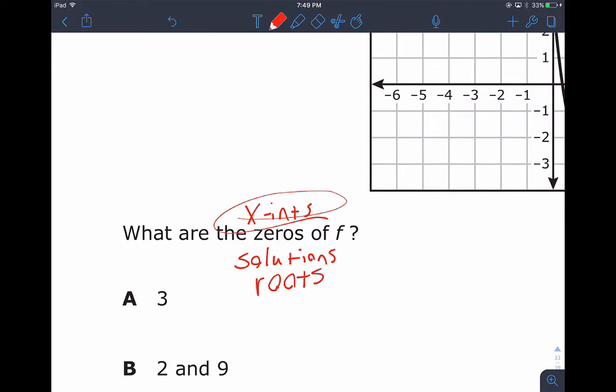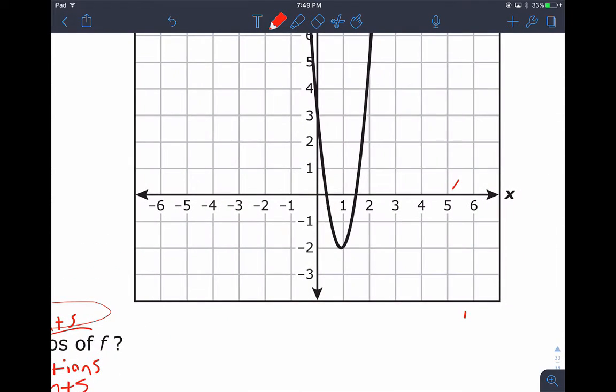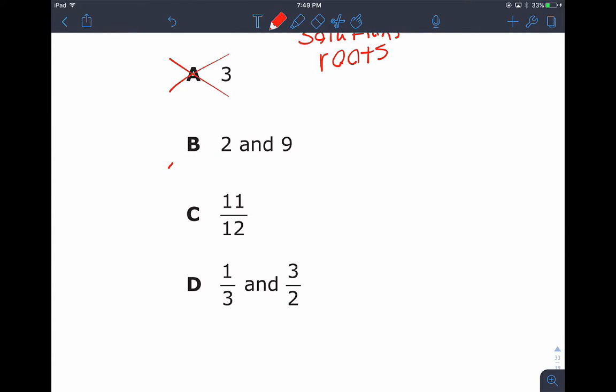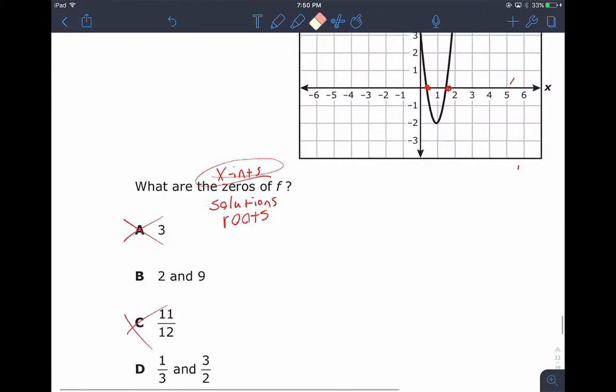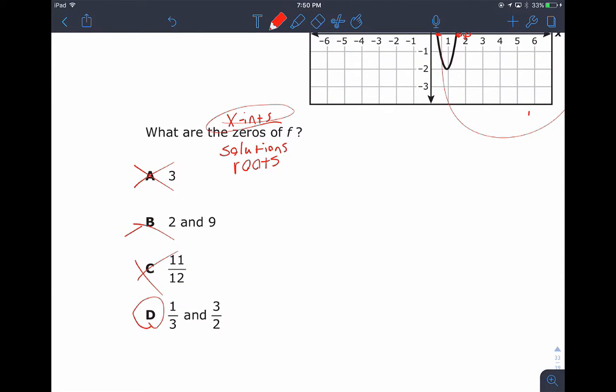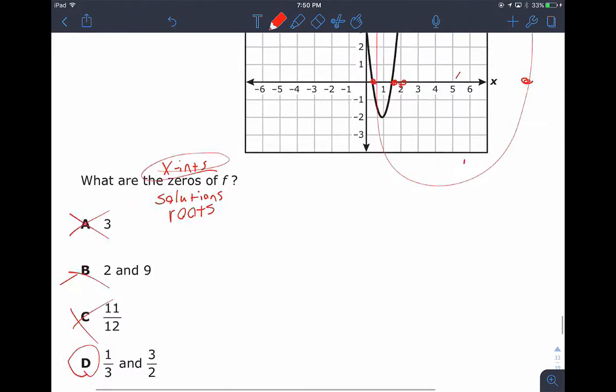These are all x-intercepts. Now, if you're looking closely, one is somewhere between 0 and 1, maybe a half, I'm not even sure, and the other one is between 1 and 2. So you got two answers. Obviously, it can't be A, it can't be C, because those only have one. They are definitely not 2 and 9, because that would look a lot different. You'd have a point way over there and one right there, so it'd be a much wider graph. So you can narrow it down to 1/3 and 3/2.